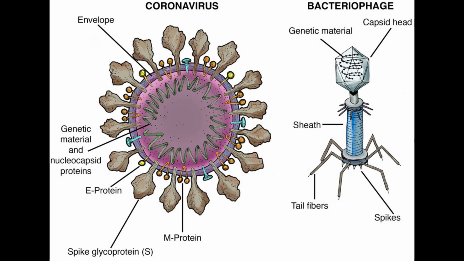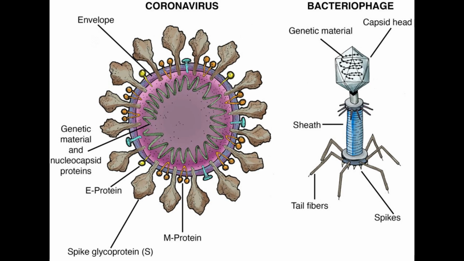The general feature, viral structure, refers to the basic physical organization of a virus. Despite their diversity, most viruses share some common structural features. 1. Every virus has a nucleic acid core. Viruses carry their genetic material as either DNA or RNA, but never both. This nucleic acid can be single-stranded or double-stranded, and it carries the instructions for making new viruses.